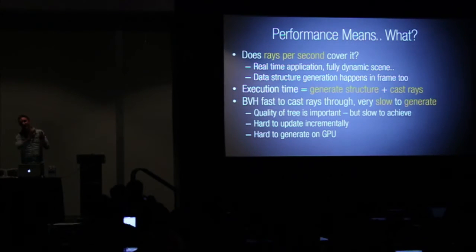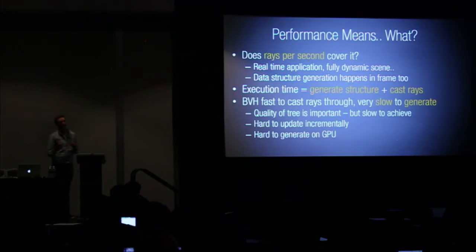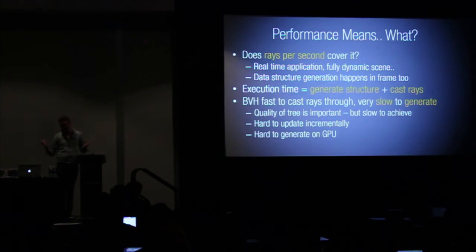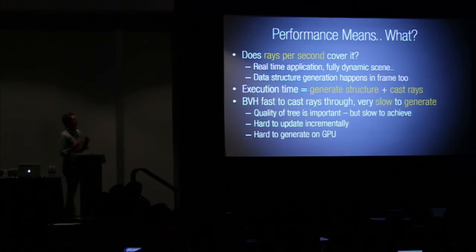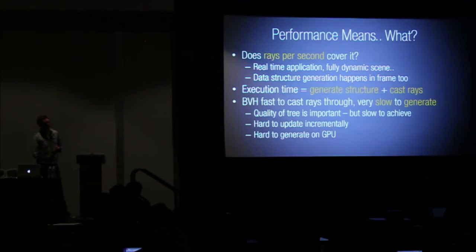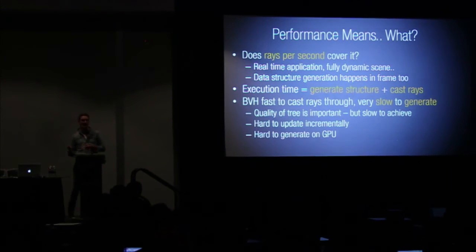But what does performance actually mean? We know that BVH is very efficient to trace, but is it enough just to consider how many rays you can process through the structure? No, of course it's not, because we've got a real-time application here. We throw away the data structure every frame because our scene changes completely every frame. So that means that the data structure has to be considered to be generated as part of the frame. The execution time is not just how long the rays take, it's how long the data structure takes to generate, plus how long it takes to cast the rays.